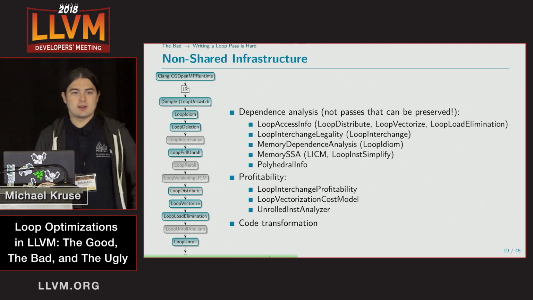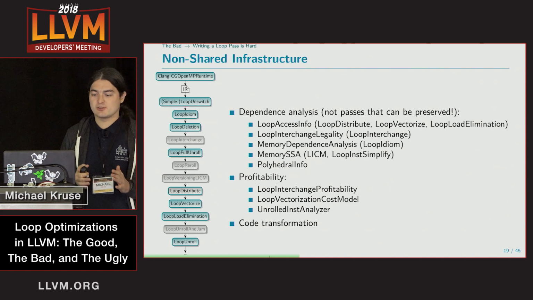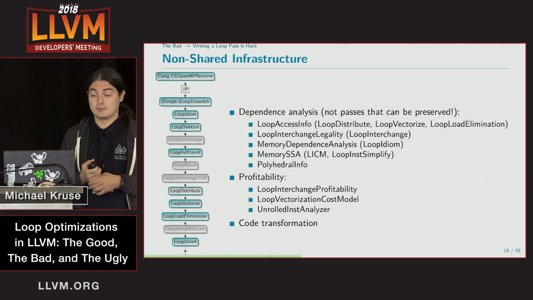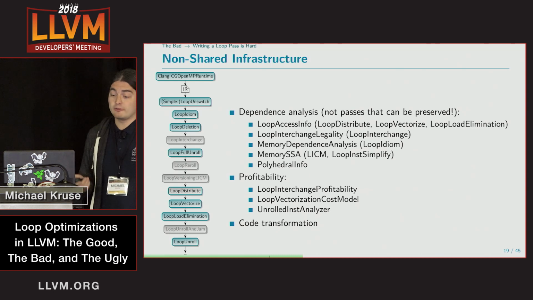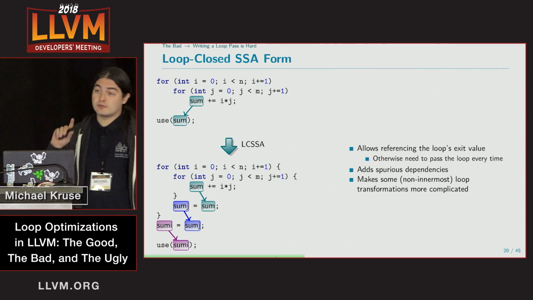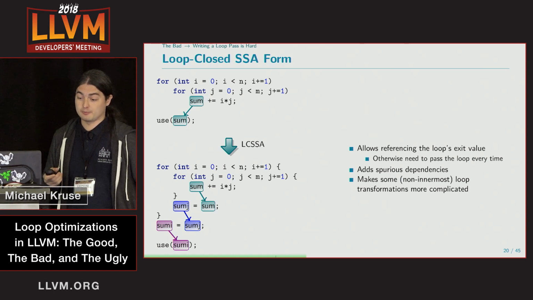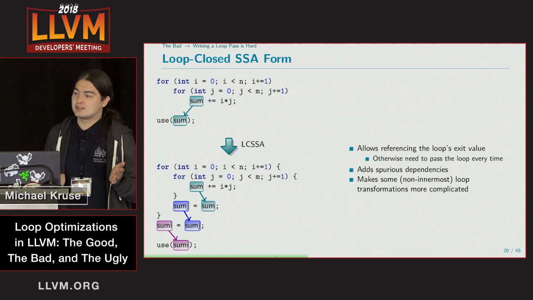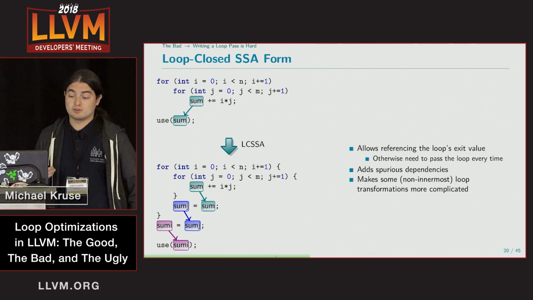The loop transformations also have a lot of infrastructure that is specific to each pass. So we have a lot of dependency analysis. Each of the passes does its own profitability analysis, independently, and often also its own code transformation. In the case of loop closed SSA form, it might be good if you do only innermost transformations, but if you do want outer loop transformations or something else, it adds additional artificial dependencies between the instructions, making your transformation more difficult.